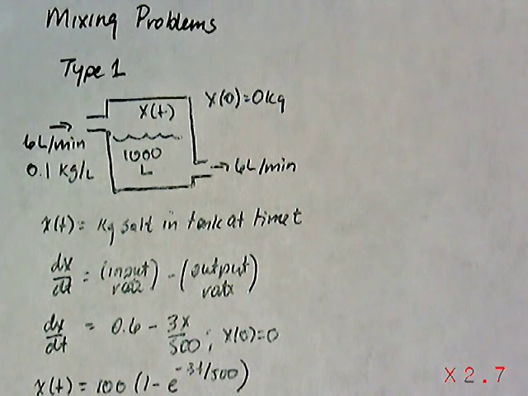Let's review the mixing problems that we began with in the chapter 3.2 section. I'd like to start with the type 1 problem, review it a little bit, and then finish it off with the variation we had towards the end of lecture.